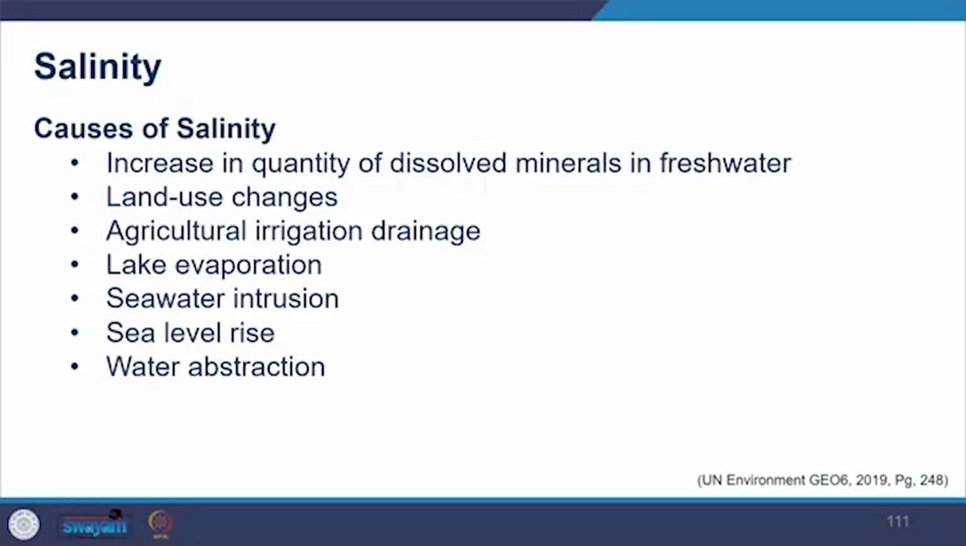So now we'll look at another component of water quality, that's salinity. Salinity happens due to an increase in the quantity of dissolved minerals in fresh water from land use change. So it happens because of land use change, agricultural irrigation drainage, lake evaporation, seawater intrusion, sea level rise, water abstraction, and so on. And if excess salinity happens, then it is unsuitable for human consumption. So we cannot consume it, and many of the plants and organisms have limited tolerance to salinity.